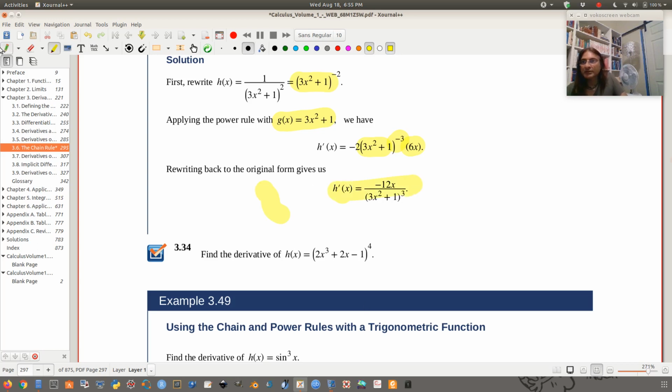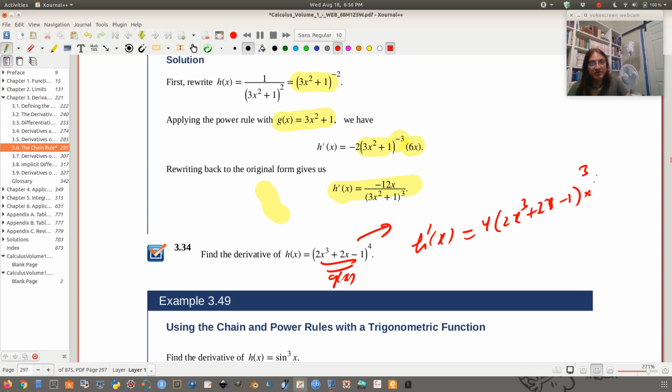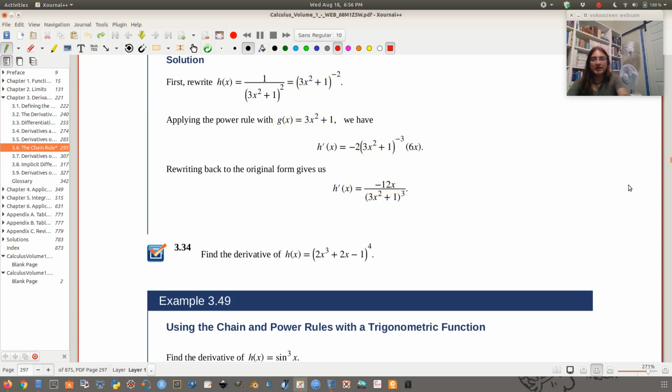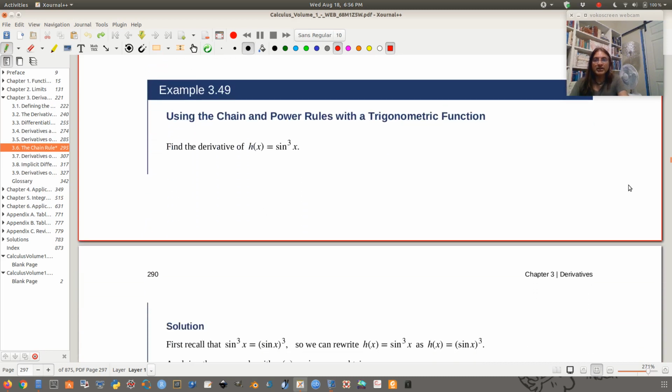What about this one? Okay, the derivative will be, this is g(x) here, 4 times g(x) to the power 4 minus 1, 3, times the derivative of this g(x), which is 6x squared plus 2. Okay, so please do some practice so you get comfortable with applying chain rule.